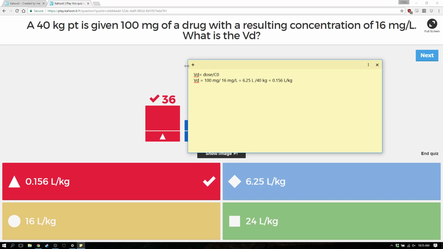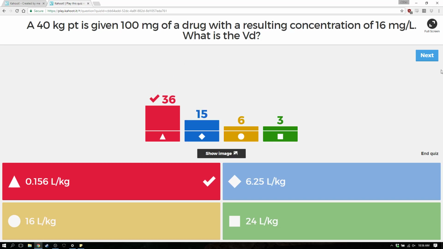Make sense? Okay. Is this a low or a high volume of distribution? It's low, right? So that means the drug is preferentially staying where? In the plasma, right? Which is why when you measure that plasma concentration, it's like 16 milligrams per liter. So that's a fairly decent plasma concentration you're getting there. So again, because it's a low volume of distribution, it's all staying in the plasma. Okay.